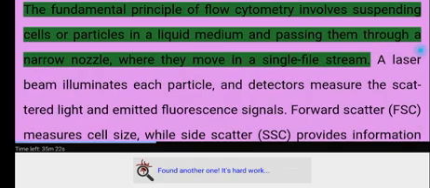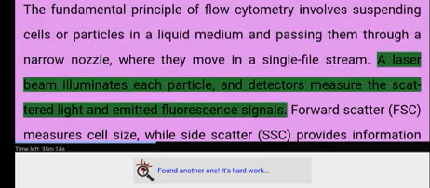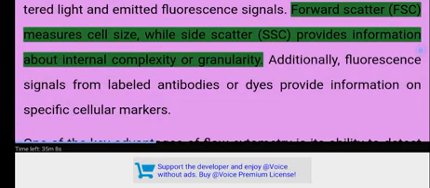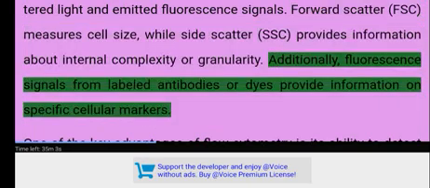The fundamental principle of flow cytometry involves suspending cells or particles in a liquid medium and passing them through a narrow nozzle, where they move in a single file stream. A laser beam illuminates each particle, and detectors measure the scattered light and emitted fluorescent signals. Forward scatter (FSC) measures cell size, while side scatter (SSC) provides information about internal complexity or granularity. Additionally, fluorescent signals from labeled antibodies or dyes provide information on specific cellular markers.